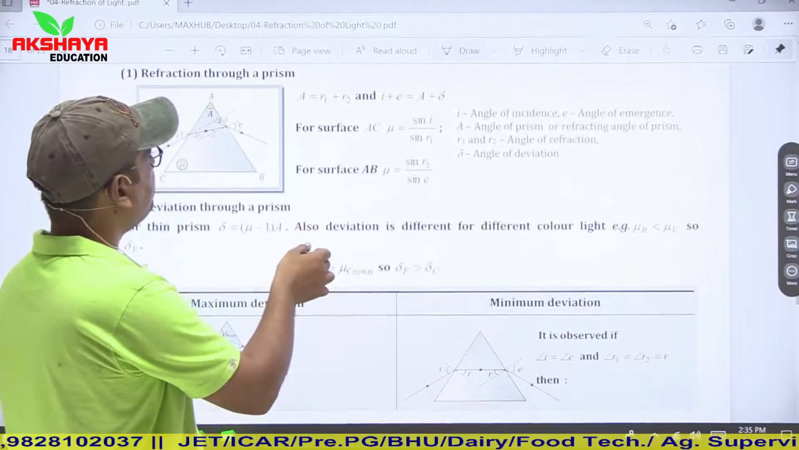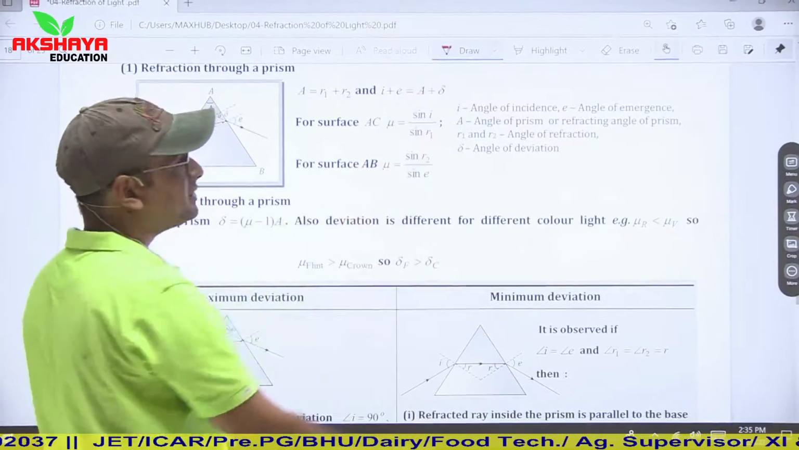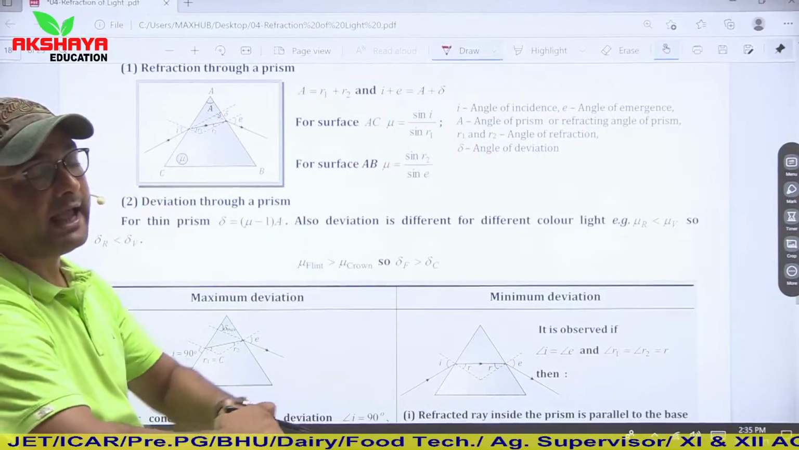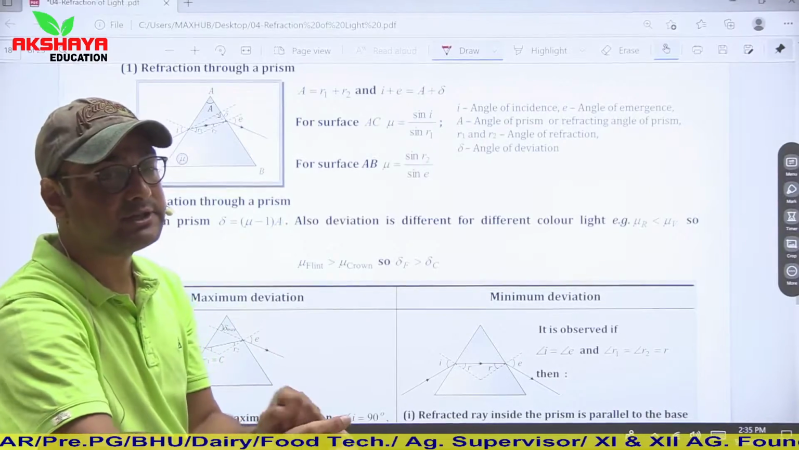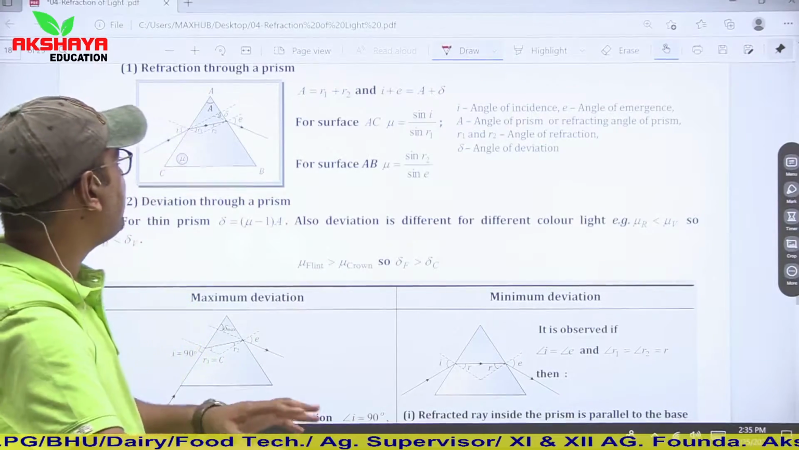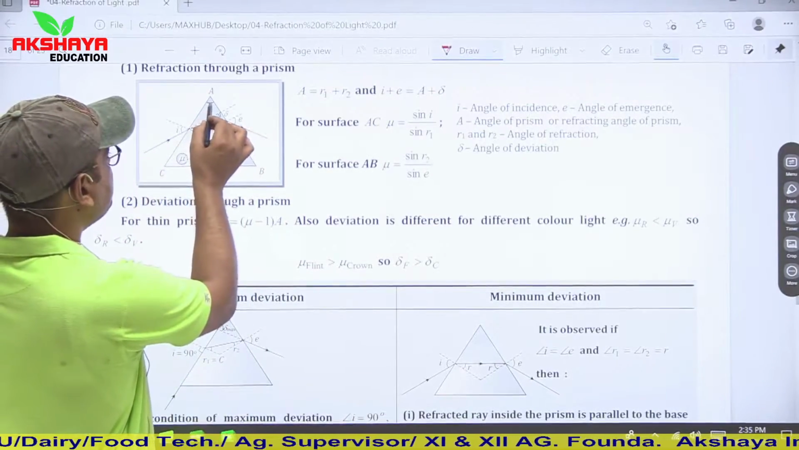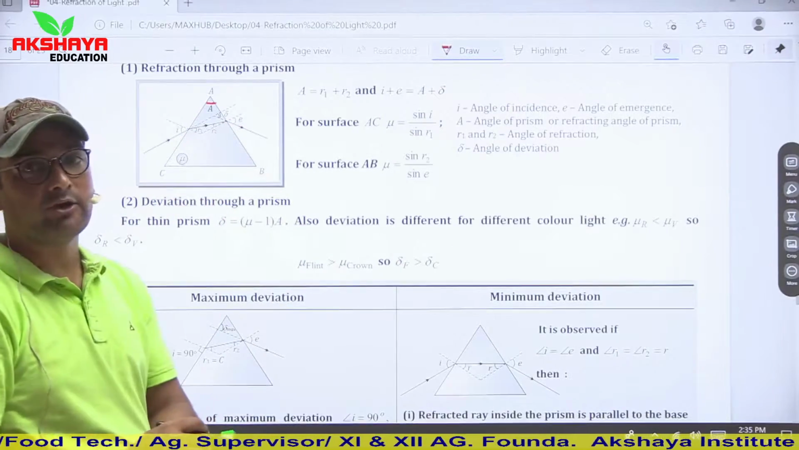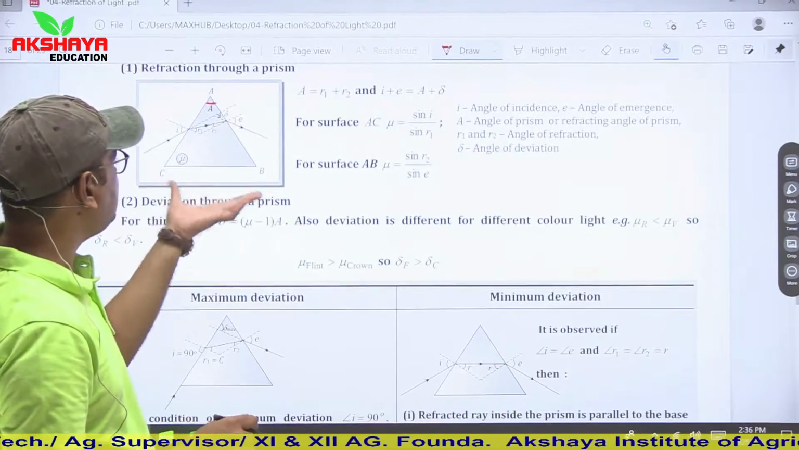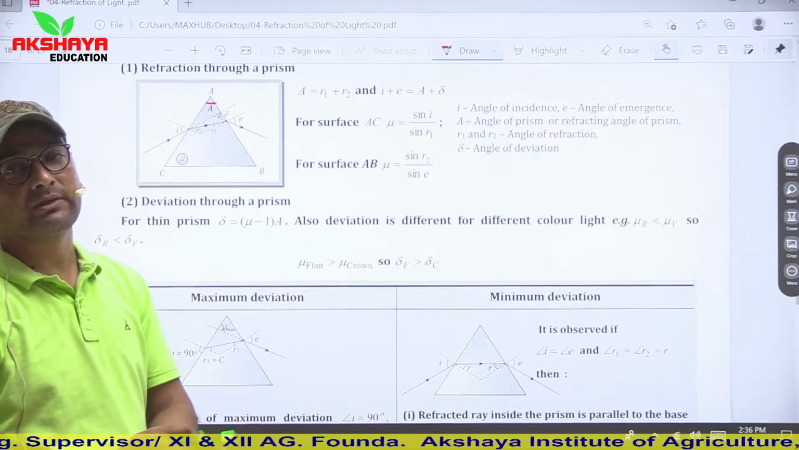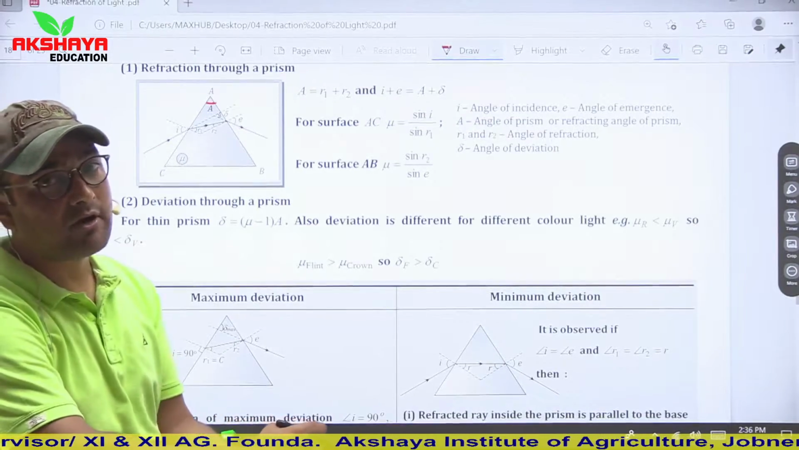Now see refraction through a prism. If we talk about refraction through a prism, then in any prism there are two refracting surfaces, and the angle between these refracting surfaces is known as the angle of prism. So this angle is known as the angle of prism. This BC is known as the base of this prism.